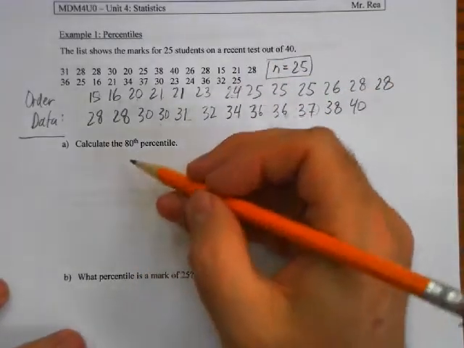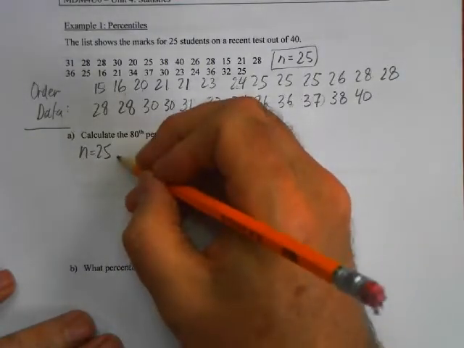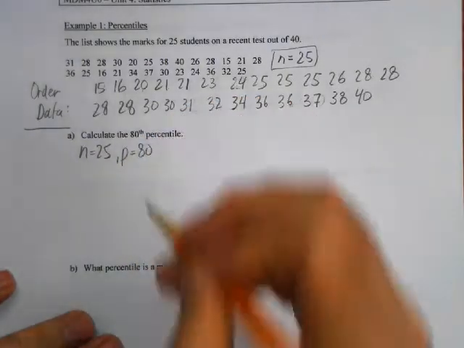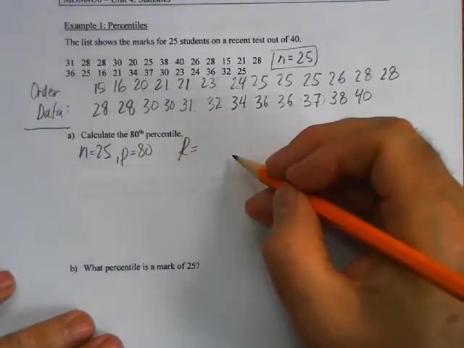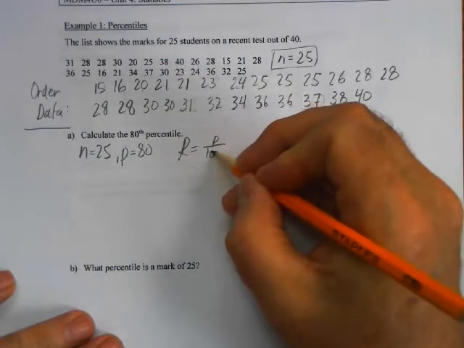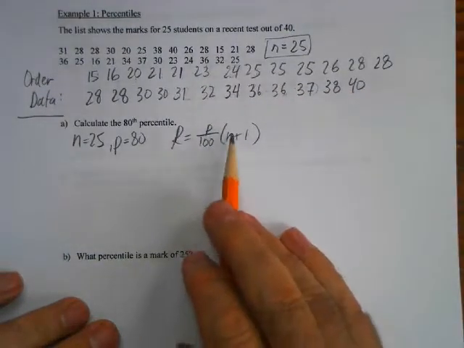Okay, so let's put that down here as well, just so we have it. P is 80 because we're looking for the 80th percentile. So our formula is capital R for rank is P over 100 times N plus 1. And let's see what this formula actually does.